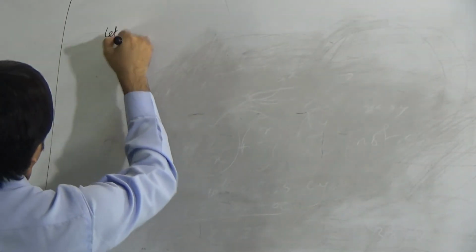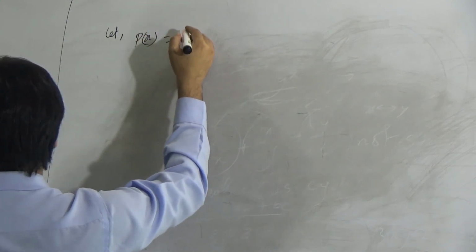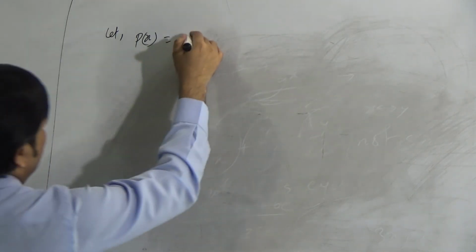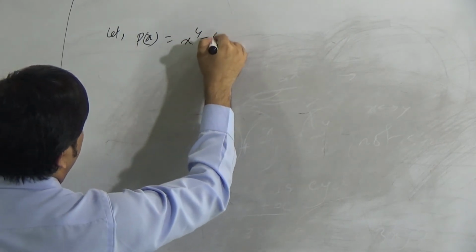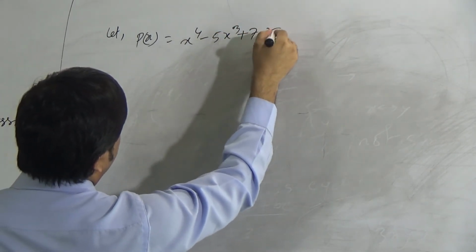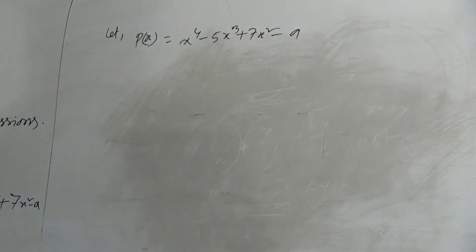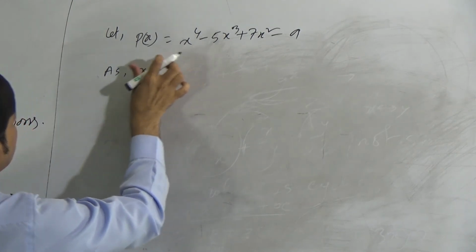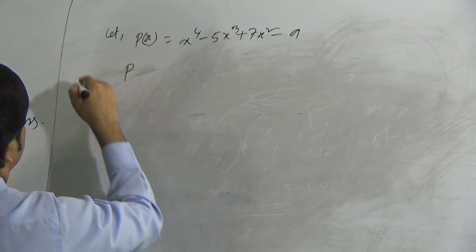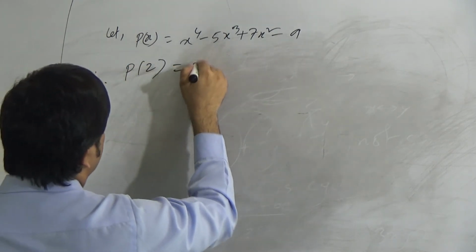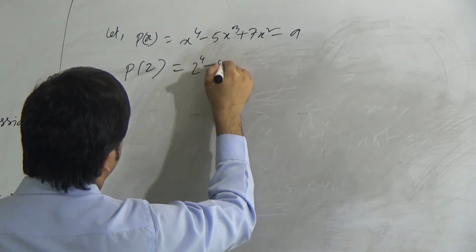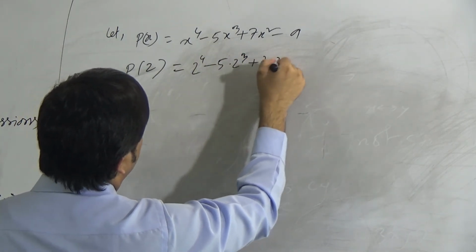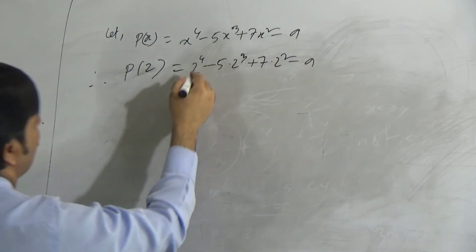Let p of x be equal to the given expression, x to the power 4 minus 5x cube plus 7x square minus a. So as x minus 2 is a factor, we can determine p of 2 first. Therefore p of 2 we can determine. So put the value of x as 2: 2 to the power 4 minus 5 into 2 cube plus 7 into 2 square minus a. So put the value here and calculate.